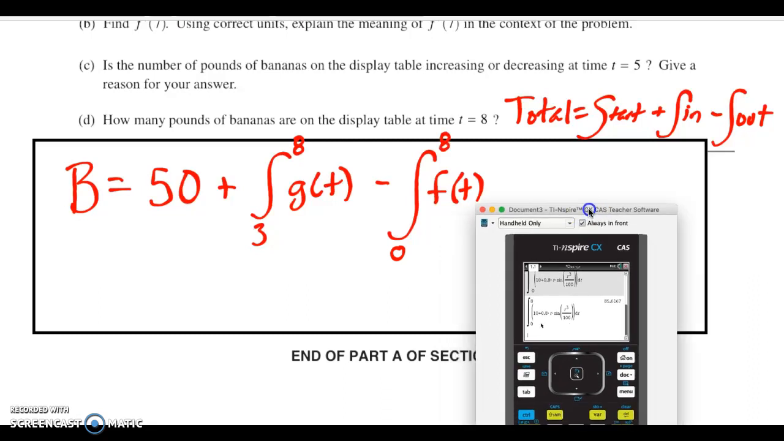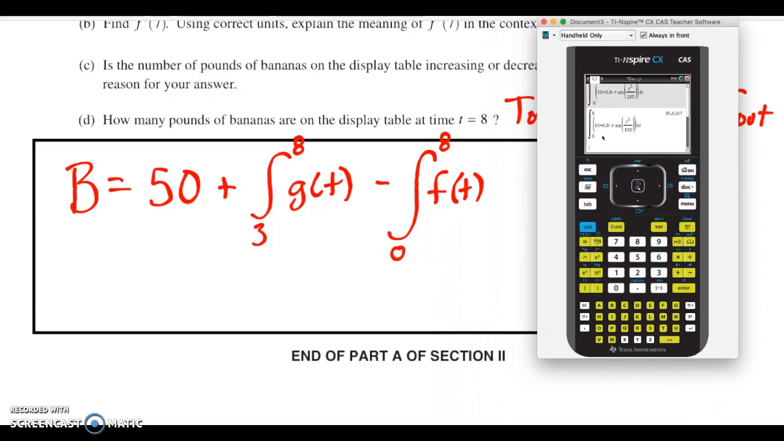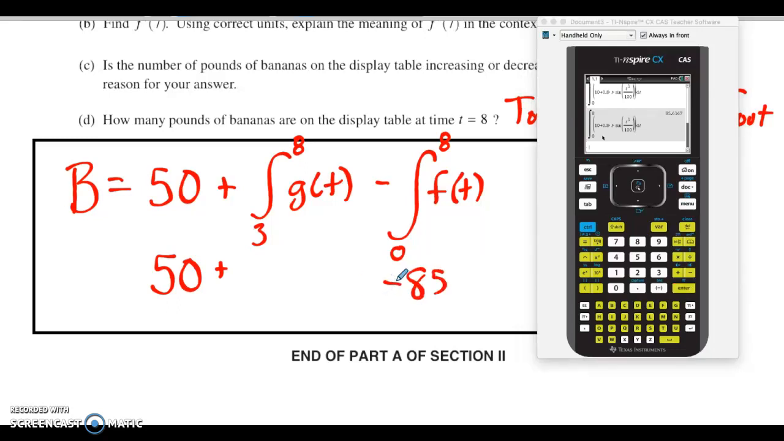Okay, so I'm going to find those numbers. Now, I already have in my calculator, I used this function before, and I just grab it and change the 0 to 2 to 0 to 8. I hit enter. So the number of bananas going out is 85.6167. I'm going to keep an extra decimal until I get to the end, then I'm going to round.